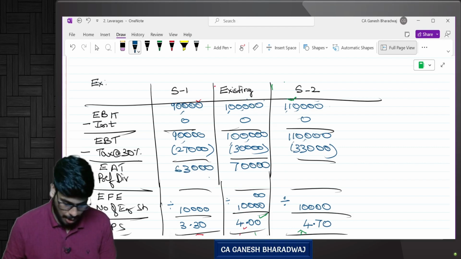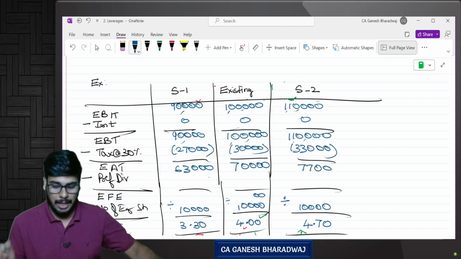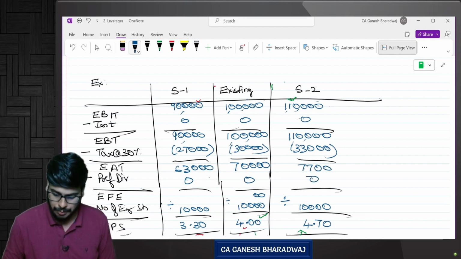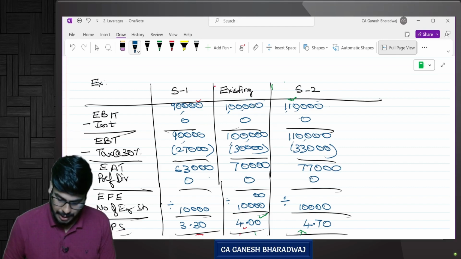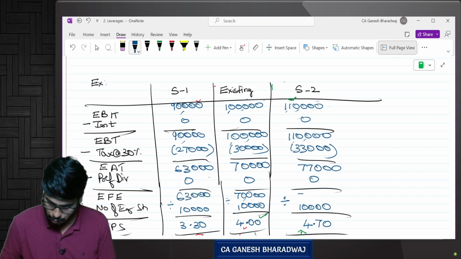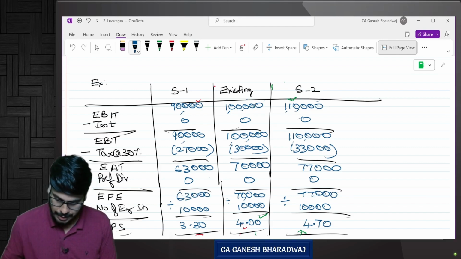And then here it's going to be how much? 77,000. And now let us say there is no preference dividend also. Fine. Now what happens to my earnings for equity? It becomes 70,000 here. Here it becomes 63,000. Here it becomes how much? 77,000. Yes or no? Fine.